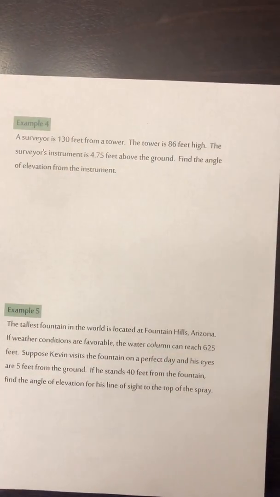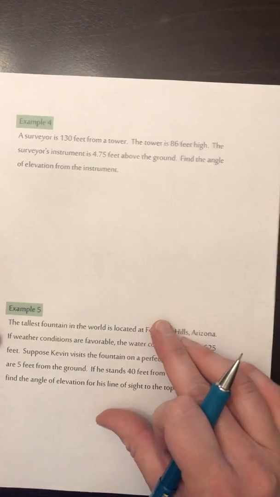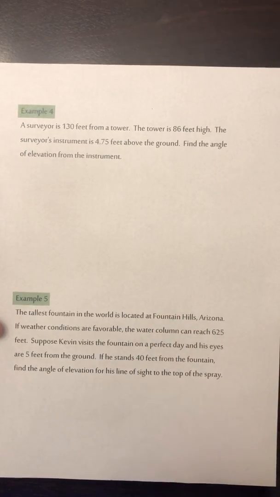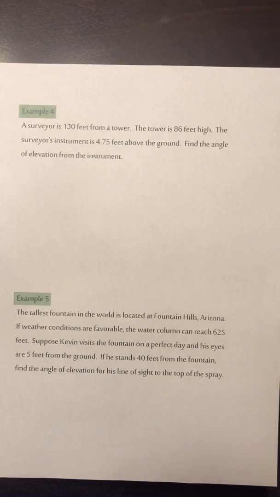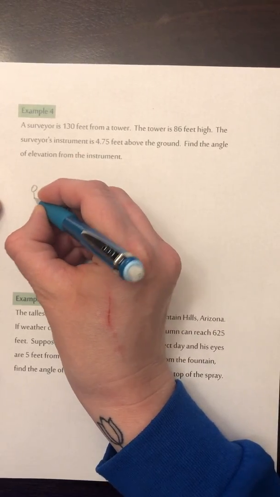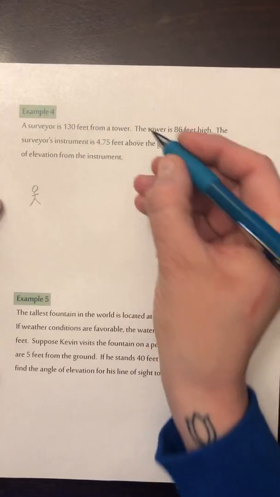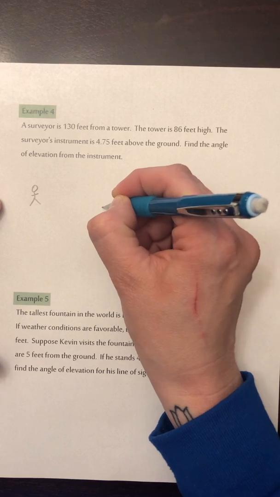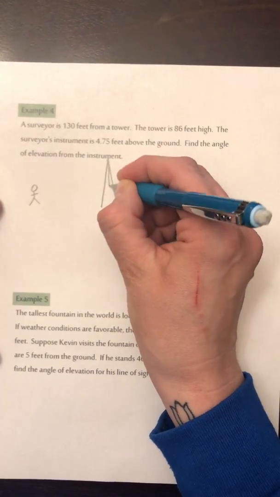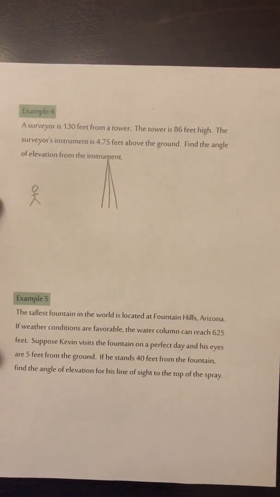Okay, example 4 says that a surveyor is 130 feet from a tower. The tower is 86 feet high. The surveyor's instrument is 4.75 feet above the ground. Find the angle of elevation from the instrument. All right, so we have a surveyor, it's a person, and then we have this tower. My last tower was pretty terrible. I'm not gonna make this one try to look pretty. There's what I can draw for a tower.